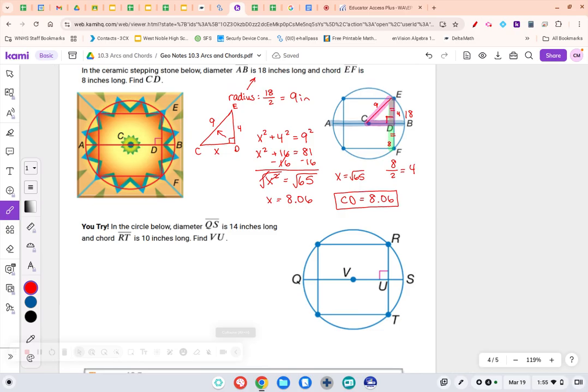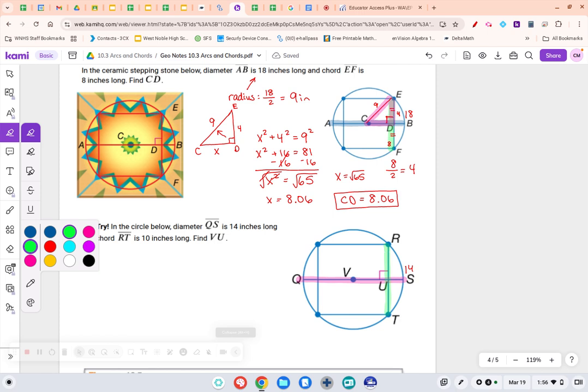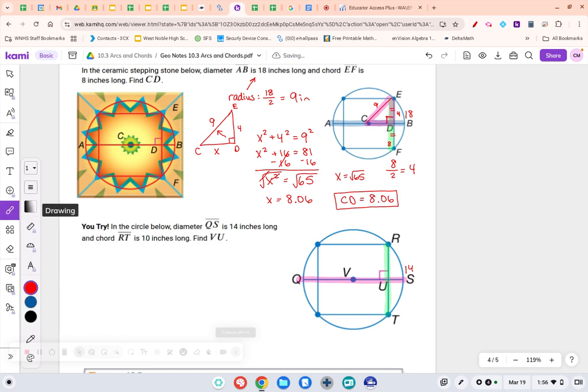Okay, similar idea. This time we have a circle. Once again, we are given our diameter is 14. Our chord, RT, is 10. We are trying to find UV again. So, same idea. I'm going to take the diameter and I'm going to find the radius. To find the radius, I take the diameter and I divide it by 2.